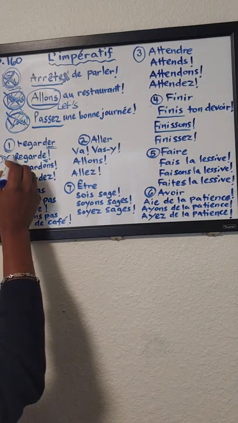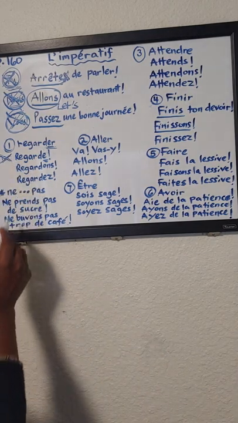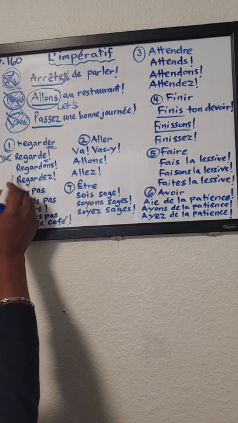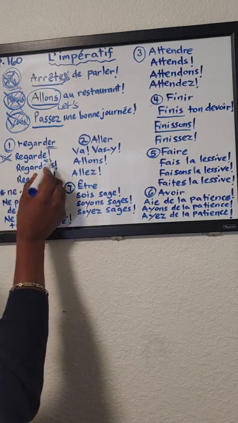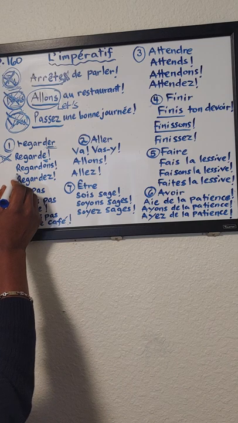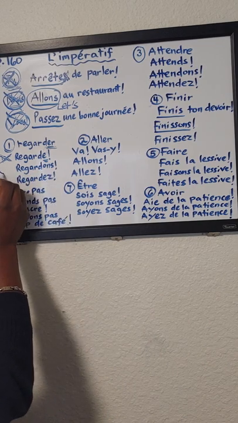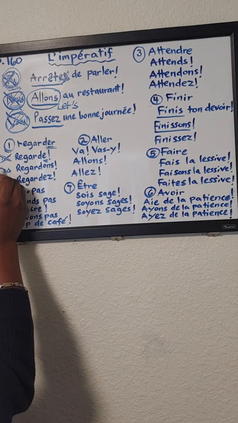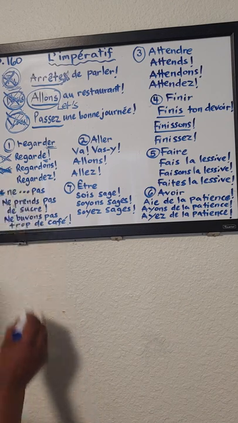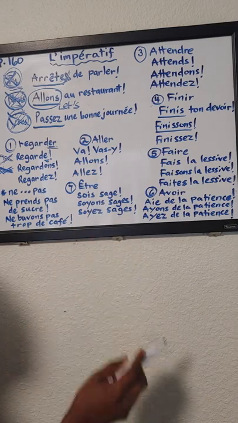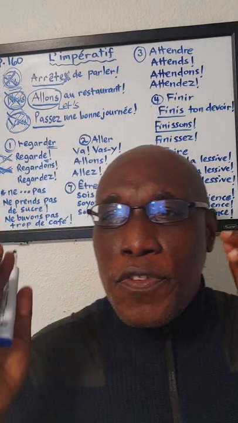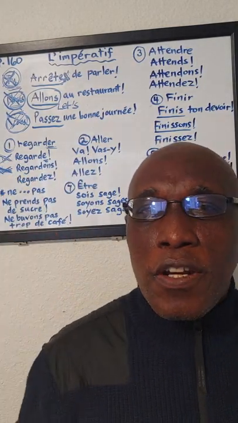Okay. And then don't use the pronouns. Regarde. Regardons. Regarde. Look, right? Now here, let's look. Regardons. The nous is not used. Right? And use the pronoun. Now, regardez, you, all of you, look, right?